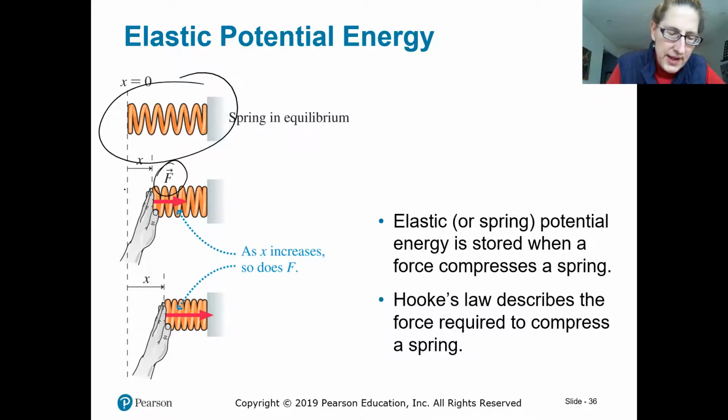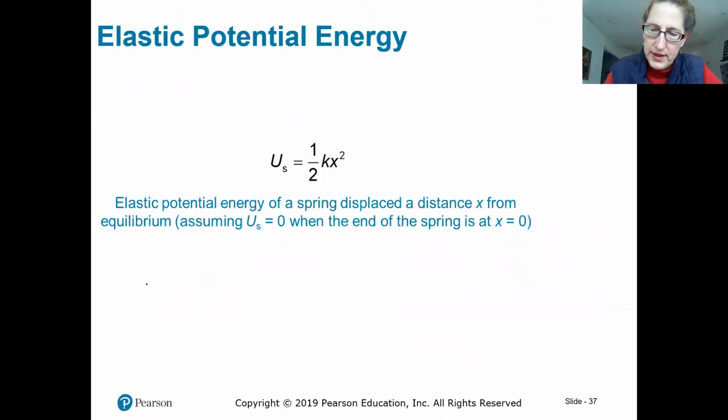Now, it depends how much you compress the spring. This value of x is very important. There is a law called Hooke's law that says that the force required to compress a spring is directly proportional to this amount of compression, and therefore the elastic potential energy can be defined by U_S. Okay, so this is elastic potential energy. This would be in joules.